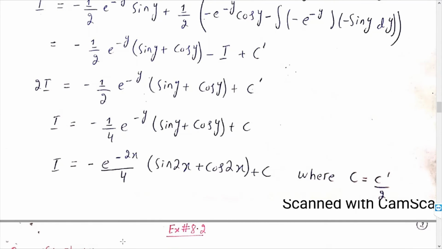Here the things were not terminating. Integrals were repeating again and again, and when we applied integration by parts for the second time, we got the same integral, which was the question. So we substituted it equals to I and solved the expression.